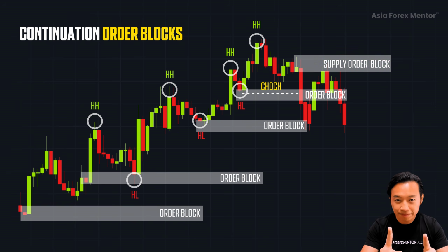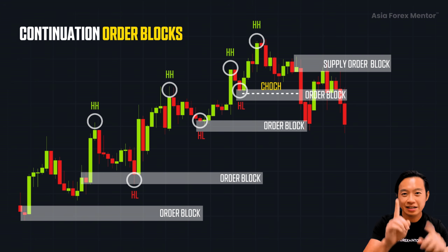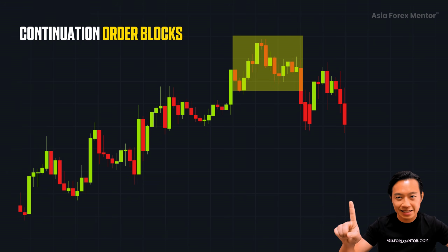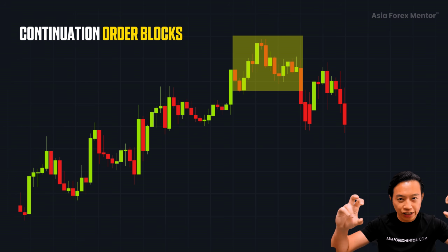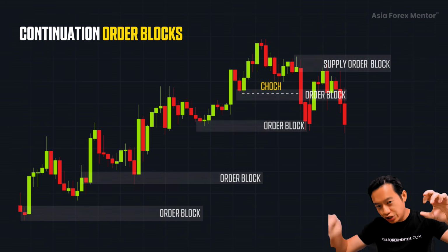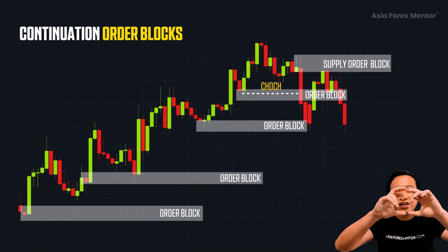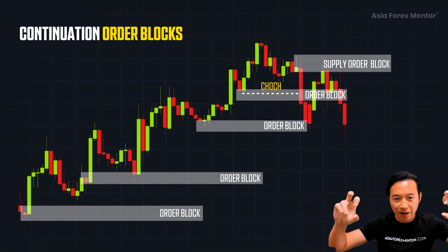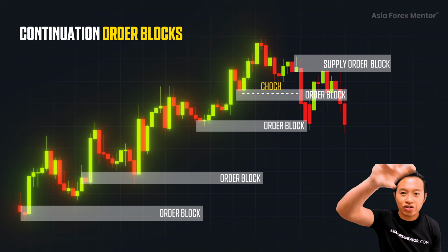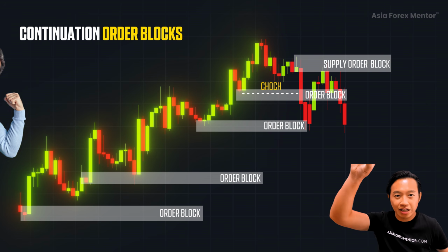So now, here's the thing. You want to determine the amount of bars that form the consolidation before that change of character. If, let's say, the range is not a lot of bars, and that previous trend is a very strong uptrend, right?